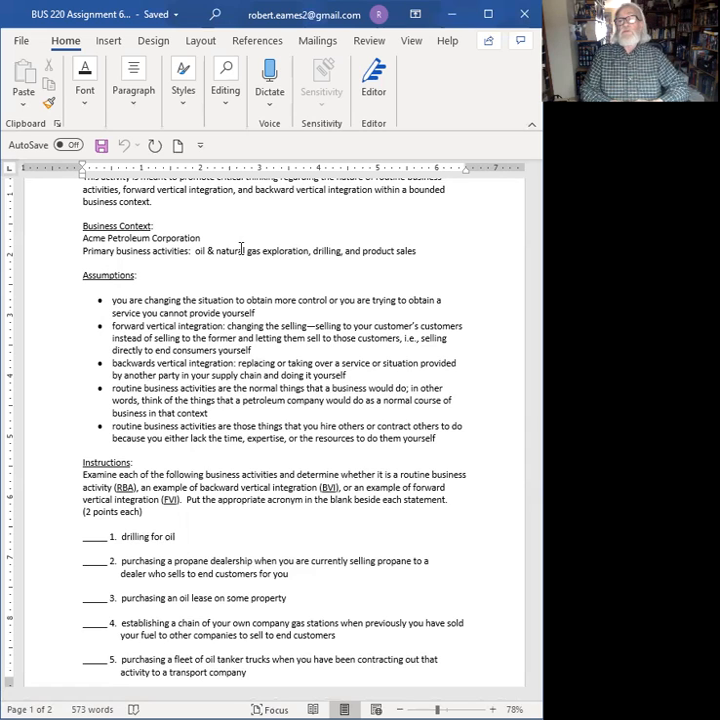If they were to do some backwards vertical integration, at some point they might buy their own refinery or build one, and now they're not having another company provide the service. They're doing it themselves. They've gone backwards into their supply chain, distribution chain, into their strategic alliances, whatever it is, and they're replacing it with efforts they're doing themselves. But there are those routine things that you do. What would you expect to do? Well, if you didn't own a refinery, yes, you might contract with another company to lease a refinery from them.